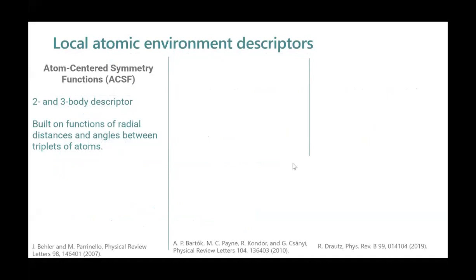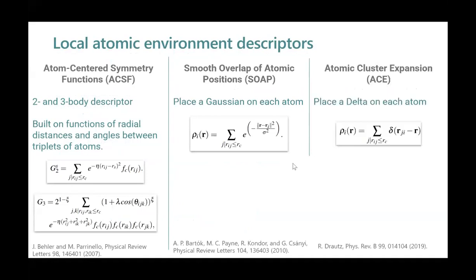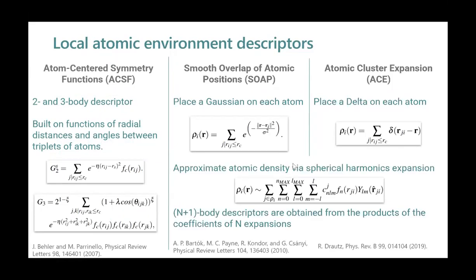As for the local atomic environment descriptors, as I said, we looked at three of them. The first one is the earliest one, the Behler-Parrinello functions, which are 2 and 3 body descriptors based basically on histograms of distances and angles. Then we look at 2 other ones based on local density encodings, the SOAP and the ACE, which are quite correlated. They both basically approximate the atomic density via spherical harmonics expansions, and then they take rotationally invariant products of these expansions to get n+1 body descriptors from it. So these are the 3 different sets we look at.